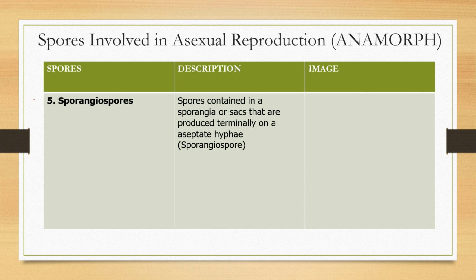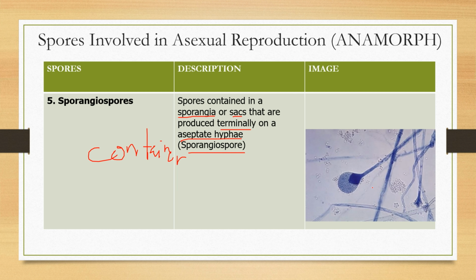The fifth one is your sporangiospore. So the fifth type of anamorph is the sporangiospores or the sporangioconidia. These are spores contained in a sporangia. So it has a sac, like a container, that is produced terminally on an aseptate hyphae known as the sporangiophore. So this is the appearance. This is your aseptate hyphae.